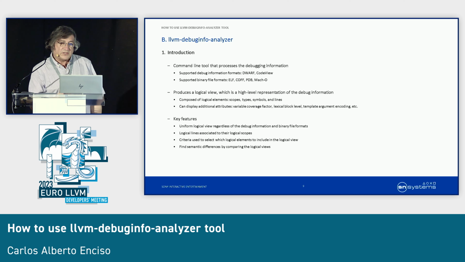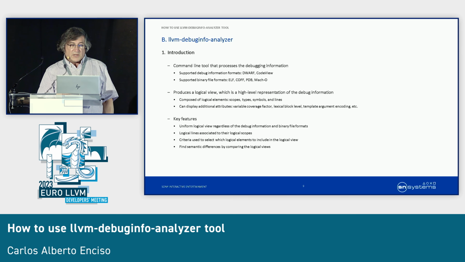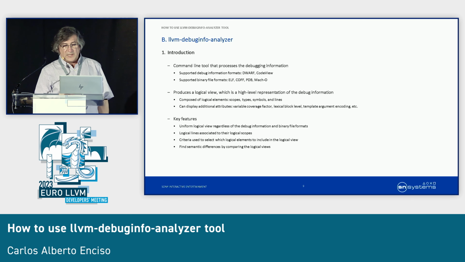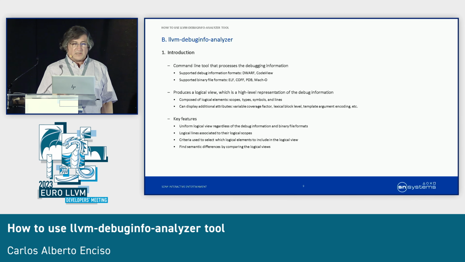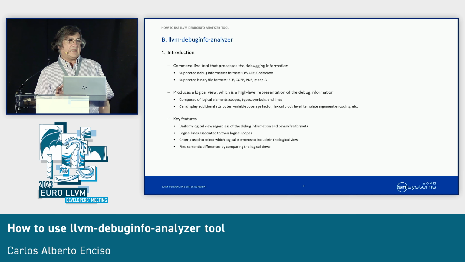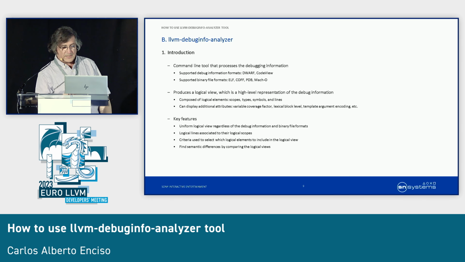Let's move a little bit to the introduction about the debuginfo analyzer tool. It's a command line tool that processes debug information contained in a binary file, and it produces a universal representation that we call logical view. It's a high-level semantic representation independent of the debuginfo low-level format, and is composed of the traditional programming elements such as scopes, types, symbols, and lines. So in this presentation, when I mention logical elements, it means any of those scopes, types, etc.